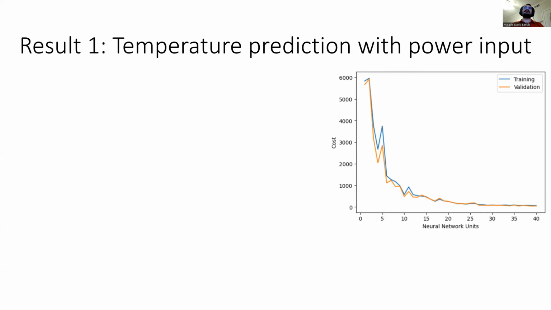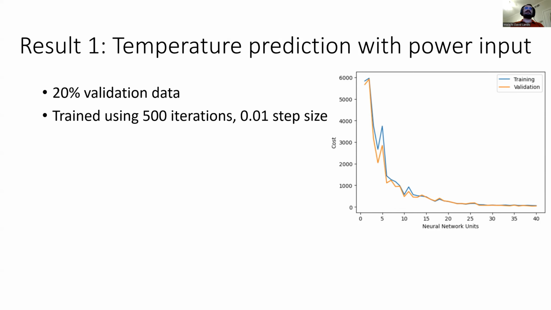For the first result, I use the power as one of the inputs and predict the temperature at the interface. I use 20% of the data for validation, and I trained using 500 iterations with a 0.01 step size. And you can see from this image, I use from 1 to 40 units, so you can see the result improving as I increase the number of neural network units, and there's no overfitting, as you can see from the validation closely matching the training data.